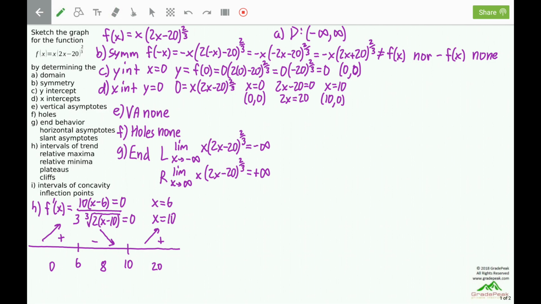Right at the critical number of x equals positive 6, we have the trend changing from increasing to decreasing. So x equals 6 will be a relative maximum. x equals 6 came from the numerator, so it will be a normal relative maximum. It has an x-coordinate of 6 and a corresponding y-coordinate that can be found by plugging the x-coordinate back into the original function.